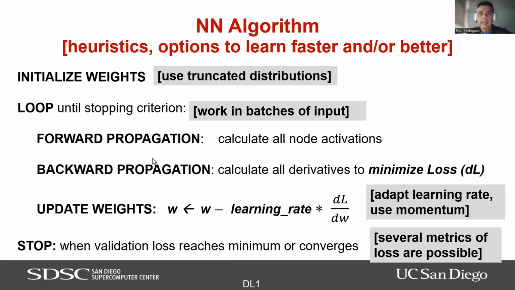Now it turns out that with all these steps, there's a lot of, sometimes, heuristics. There's a lot of options. There's ways to make things learn faster or better, and this is a lot of what happens when we start developing neural networks. A lot of the bells and whistles that you're going to be looking at have to do with parameters for these steps. I'm not going to go through these examples, but we'll see this when we start doing our tutorials.